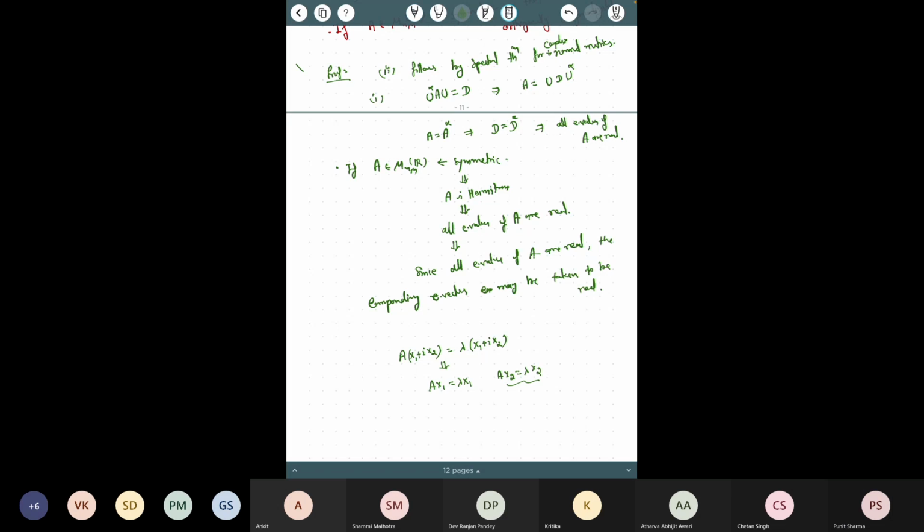Okay, so it's time, we can stop here. And in the next result, we will prove the spectral theorem for real normal matrices. If you have any doubt, you can ask. Otherwise, we'll stop here.